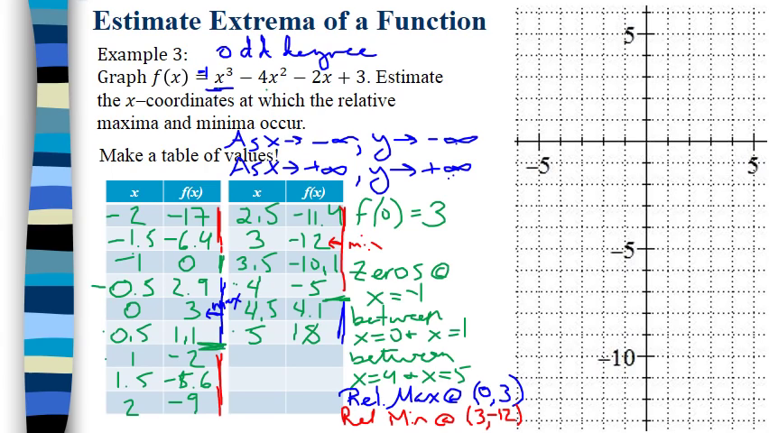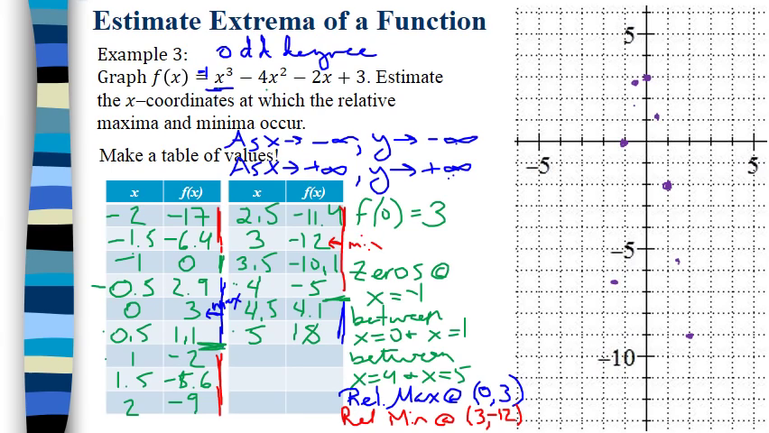So (-2, -17) is off the graph. (-1.5, -6.4) is going to be about here. (-1, 0) is going to be here. (-1/2, 2.9) is almost 3, so we're going to go up here. (0, 3) is right here. And then (1/2, 1.1) is just above 1, so we're about there. (1, -2) is here, so it looks like the graph is coming back down. (1.5, -5.6), so that's down here. (2, -9) is all the way down here.